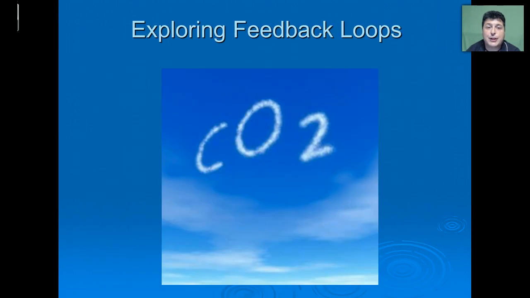Later in class, you're going to be asked to make some models of systems. With these models, you'll be able to explore different interactions and see how both positive feedback loops and negative feedback loops work within that particular system.